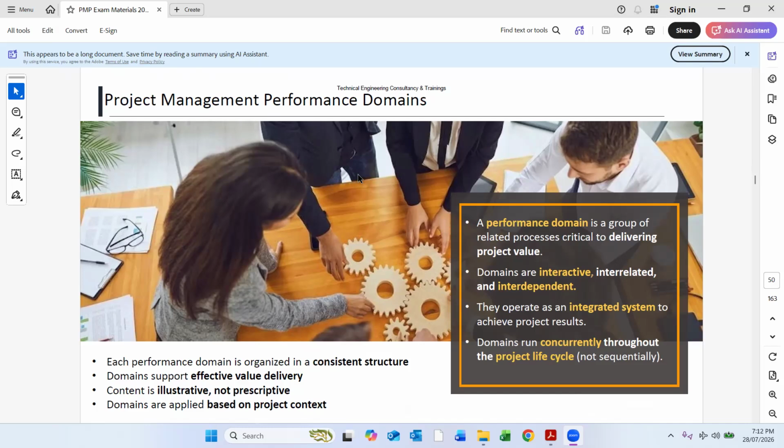They have a consistent structure, and they should support effective value delivery. And the content is illustrative, not prescriptive. So domains are applied based on the project context. This is how the performance domains work.